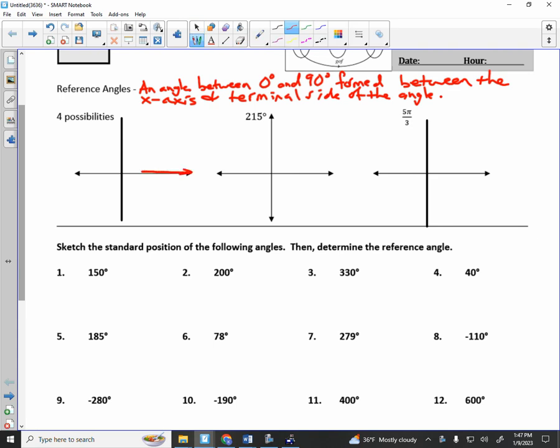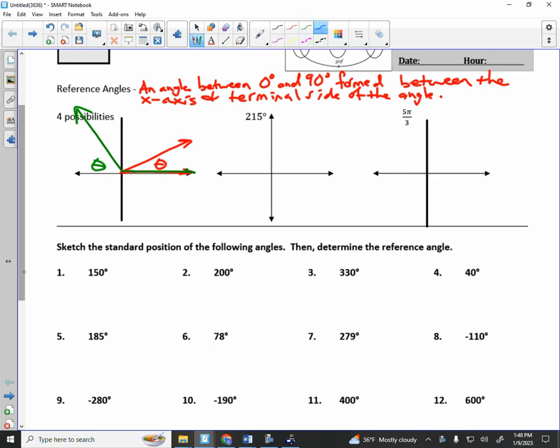If I draw an angle in the first quadrant, this is the initial side, this is the terminal side, and so theta represents the reference angle. Whatever that measure is, that is your reference angle. But suppose I were to draw an angle and it ended up in the second quadrant. Which part of this angle is the reference angle? Again, it's the angle formed between the terminal side and the x-axis. So it's that angle formed there. That's the reference angle.